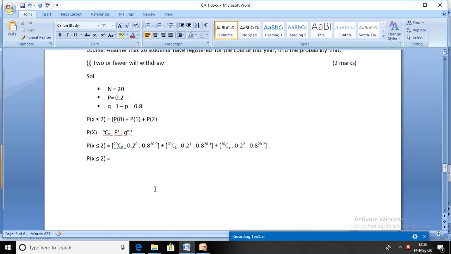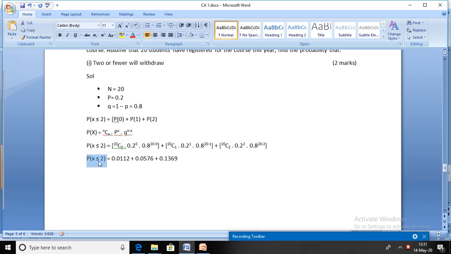So 20 combination 0 multiplied by 0.2 to the power 0 multiplied by 0.8 to the power 20 minus 0, which is 20, you should get 0.0112, plus 20 combination 1 multiplied by 0.2 to the power 1 multiplied by 0.8 to the power 19, you should get 0.0576, plus 20 combination 2 multiplied by 0.2 to the power 2 multiplied by 0.8 to the power 18, you should get 0.1369. So what will be your final answer?